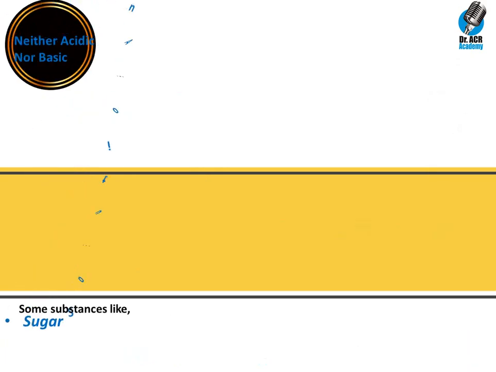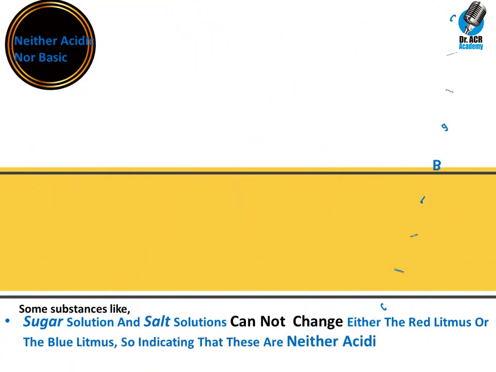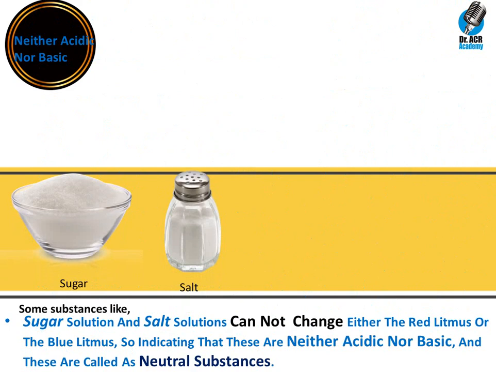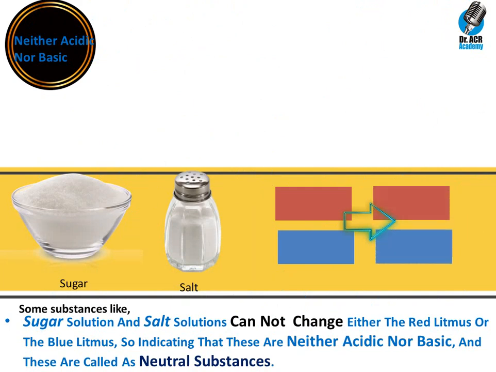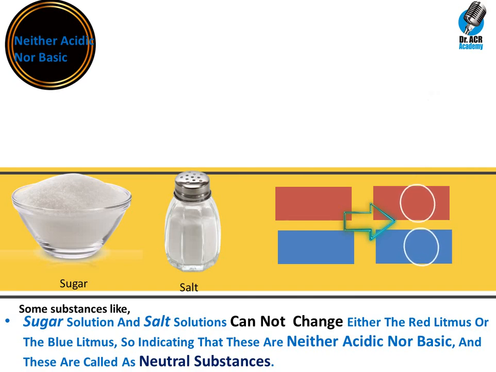Some substances like sugar solution and salt solution cannot change either the red litmus or blue litmus paper, indicating these are neither acidic nor basic, and these are called neutral substances. For these, this is sugar and common salt. When sugar solution or salt solution is added on red and blue litmus paper, they won't change color as they are neutral substances.